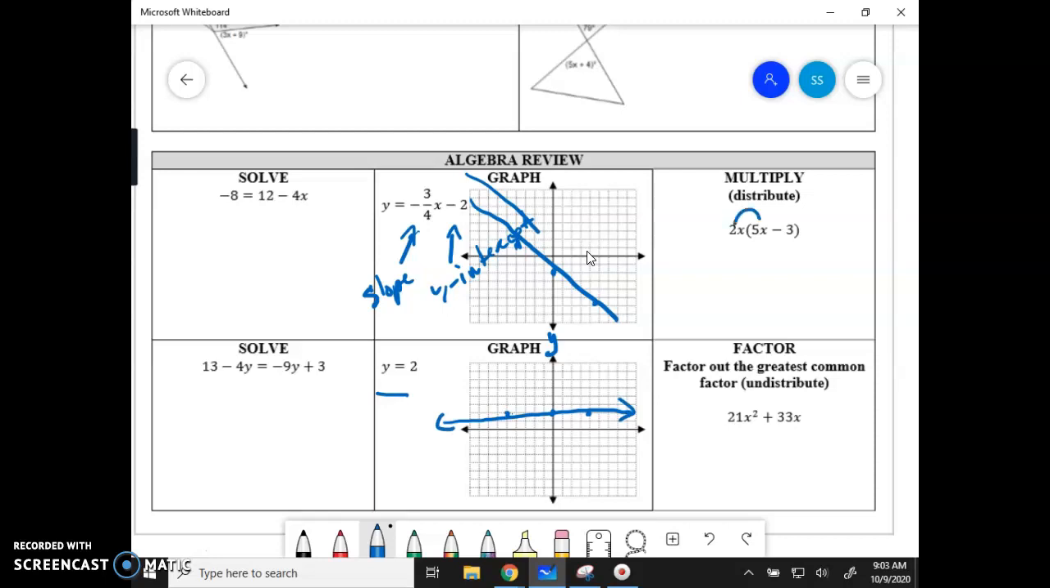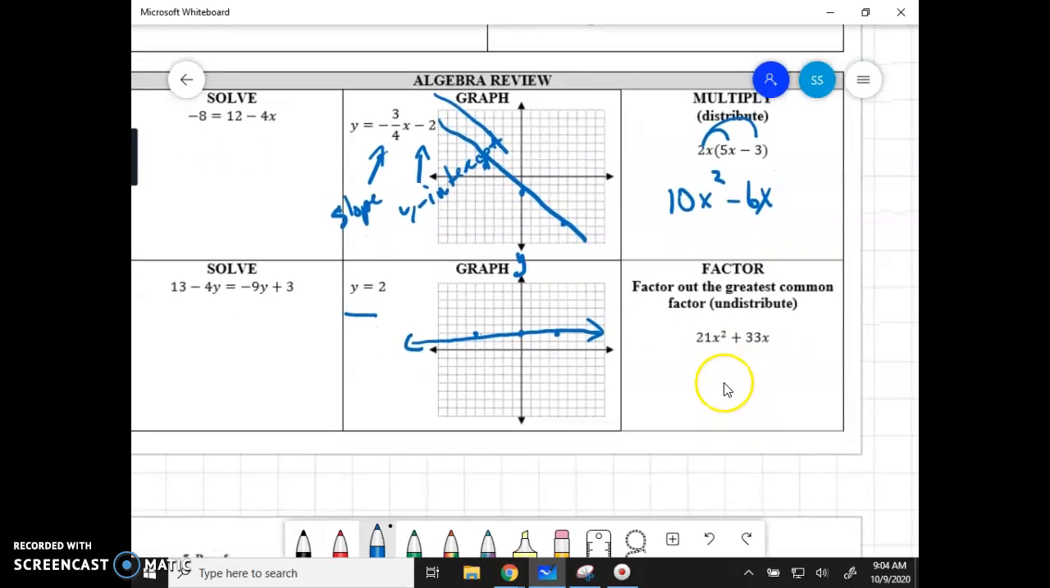Distribution, just gone through that a little bit. 2x times 5x, just treat the numbers as normal. 2 times 5 is 10. X times x is x squared. And the second distribution, 2x times negative 3 is going to be negative 6x.